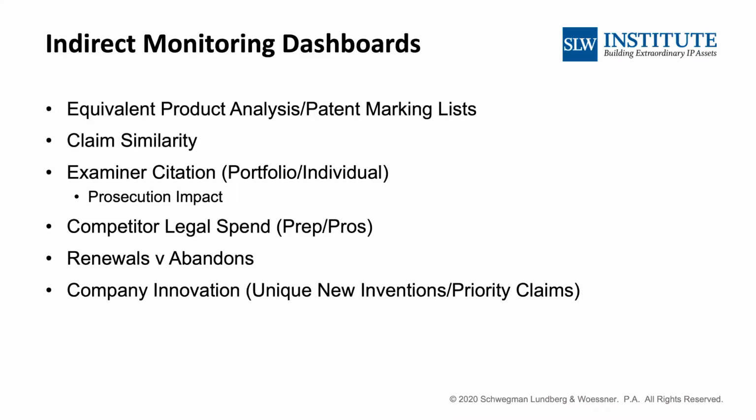You can start to estimate legal spend. If you have a sense of what a benchmark price would be for a tier 1 law firm's patent application versus a tier 2, et cetera, law firm, you can start to estimate what their real spend is. So this goes on and on.